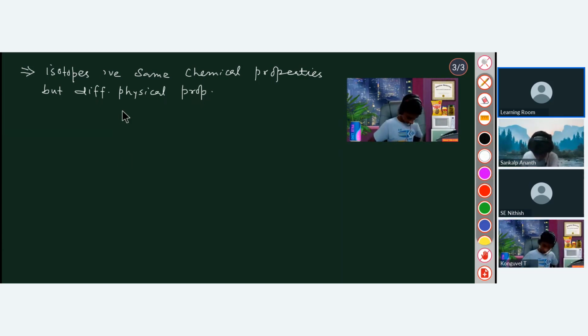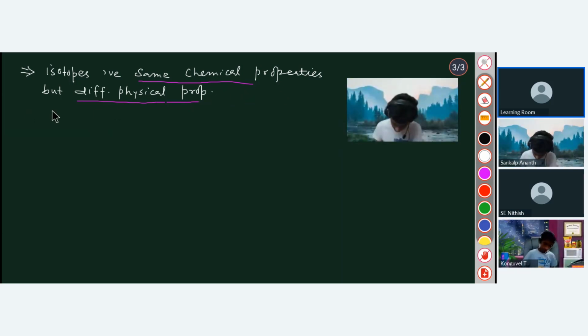It's very important. You have to remember that isotopes have the same chemical properties, but they will have different physical properties. Why do they have the same chemical properties? Because they contain the same number of electrons. Exactly. Okay, then let's move ahead.